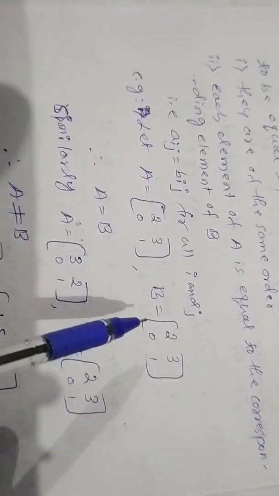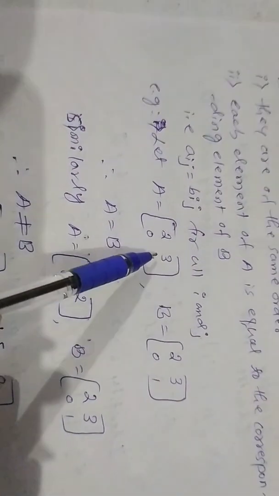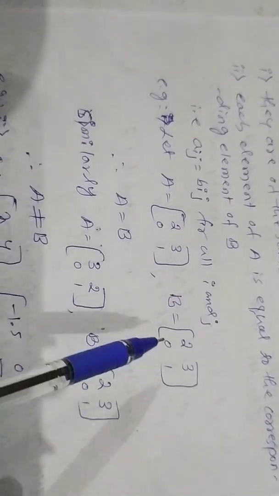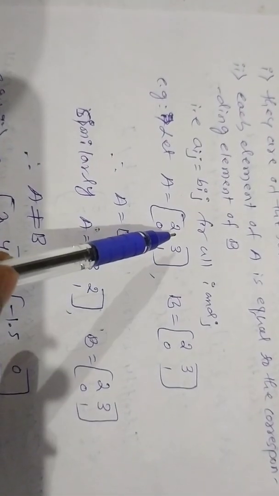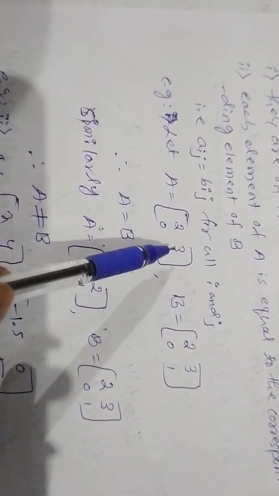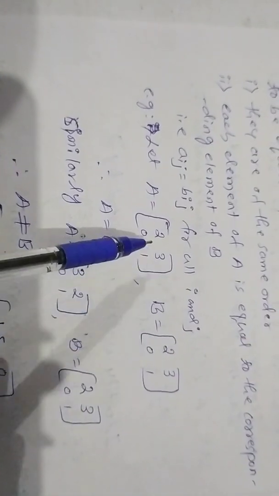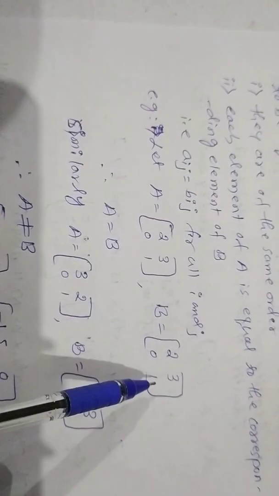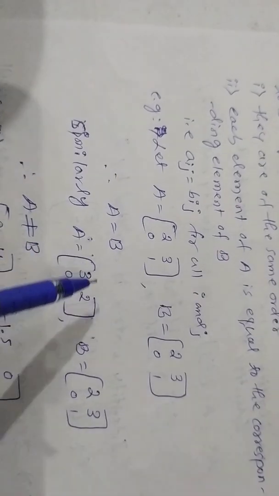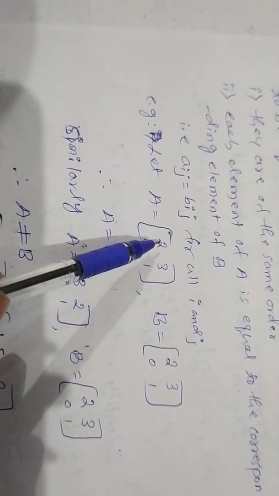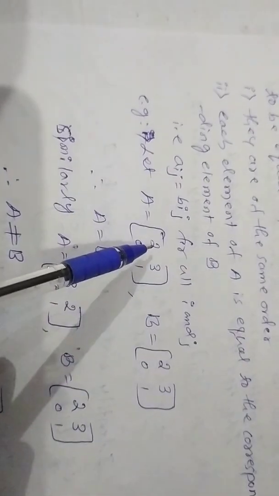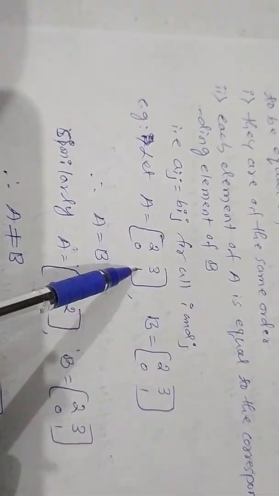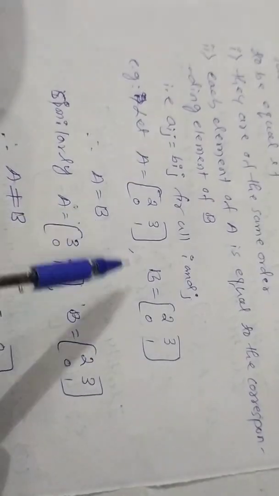But one more condition is that each element of A is equal to the corresponding element of B. When we say that two matrices are equal, they should have the same order, and also corresponding elements of the two matrices are equal. Then we say that A equals B. See here, matrix A is 2, 3, 0, 1. Here also 2, 3, 0, 1. All the corresponding elements are equal here. Hence A equals B.